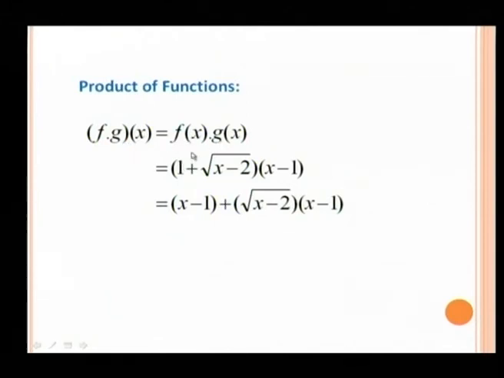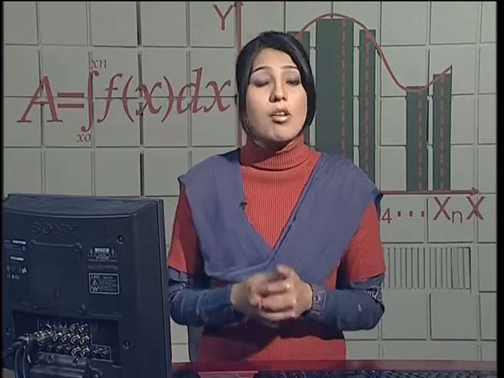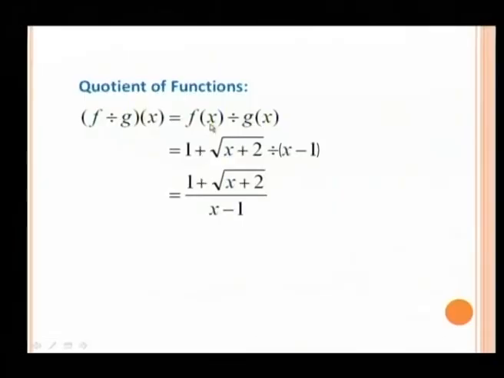Now by putting the value of f and g, we have 1 plus under root x minus 2 into x minus 1. So finally, the product of functions becomes x minus 1 plus under root x minus 2 into x minus 1. In the fourth part, we have to find out the quotient of the function by using the formula of quotient. You can see the quotient of two functions on the screen.